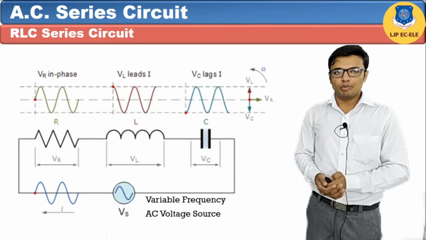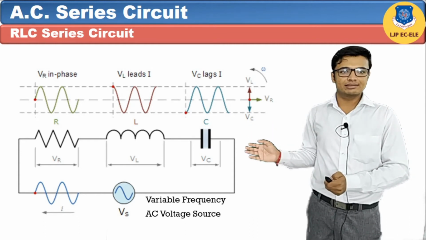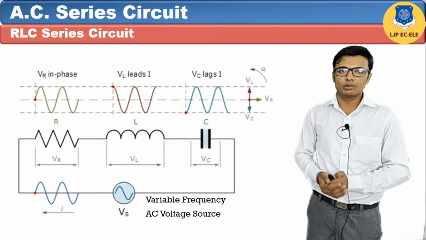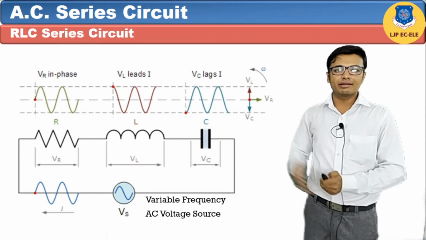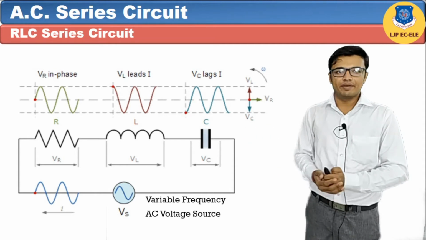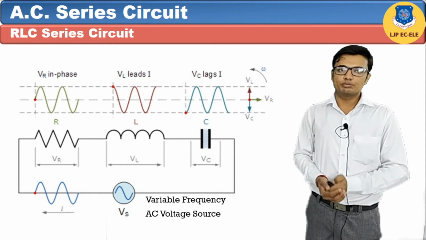Here you can see three components, that resistor, inductor and capacitor are connected in series, and it will be supplied by a variable frequency AC voltage source. So current will pass through each of the element. This is the waveform of alternating current, which is indicated by sine wave. Due to the current passing, it will cause voltage drop in each of the element.